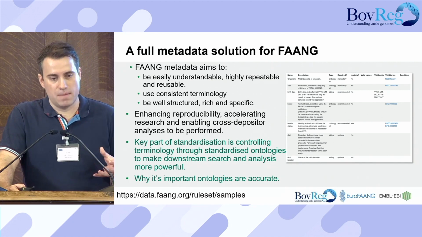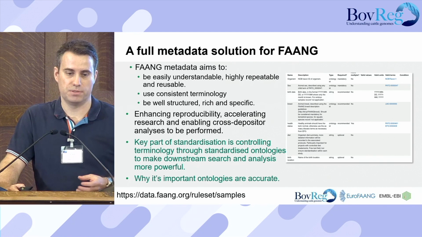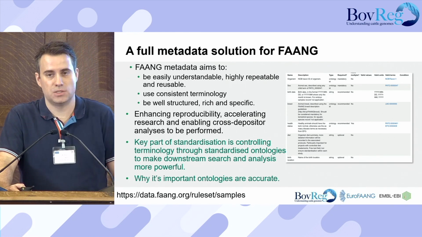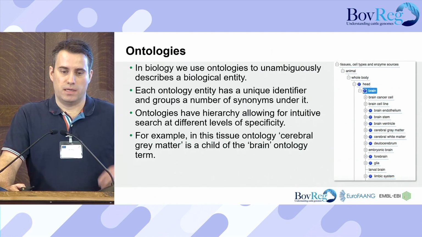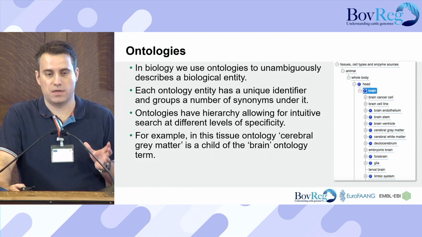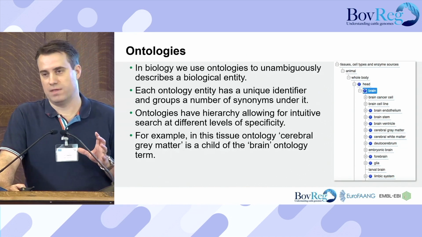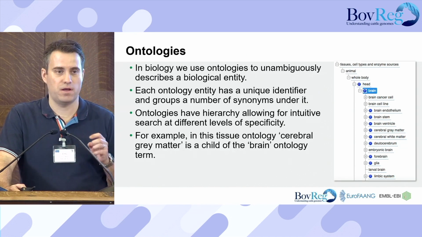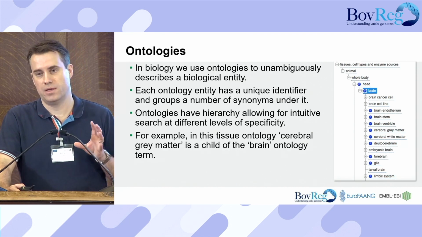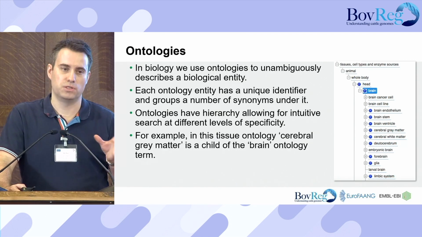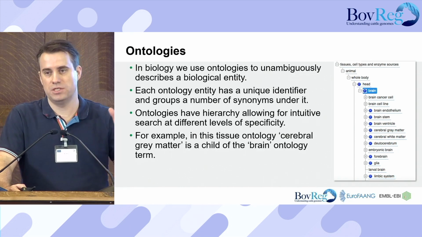And a key part of this is standardizing the ontologies. This is the way in which we control the descriptions of the metadata. And this is why it's important that these ontologies are so accurate. So ontologies, if you don't know, we use these to describe any biological entity. Each one of these terms has a unique identifier, which computationally allows us to use these in a structured way in order to present data to you, in order to allow you to find data more easily. And one of the key aspects is that ontologies have a hierarchy.